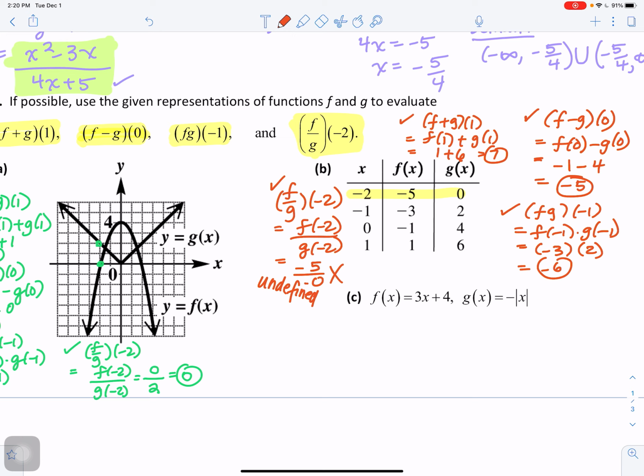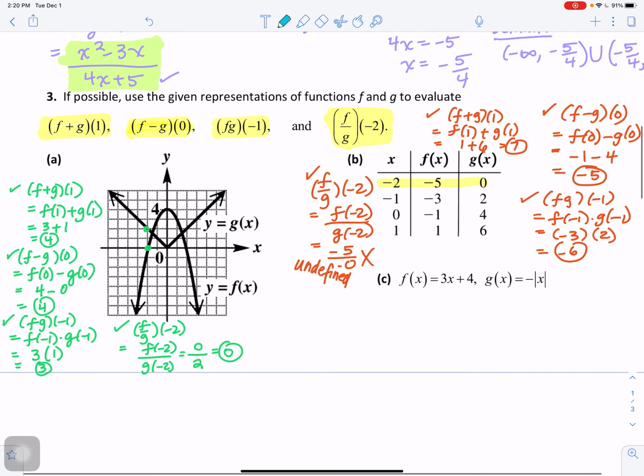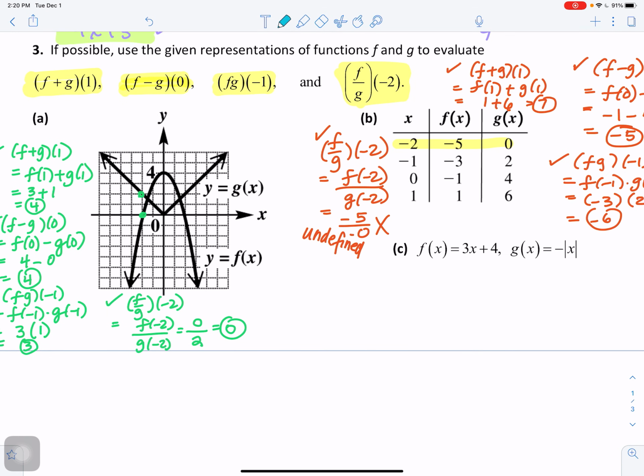Okay, let's take a look at this last one. Let me switch colors so that we can stay organized. And we're going to do all 4 of those combinations for this last problem. I'll start over here. F plus g of 1 is equal to f of 1 plus g of 1. Now, we're going to put 1 into f. So 3 times 1 is 3, plus 4 is 7. And g of 1 is the opposite of the absolute value of 1. Well, the absolute value of 1 is 1, so that's a negative 1. So that's going to be equal to 6.